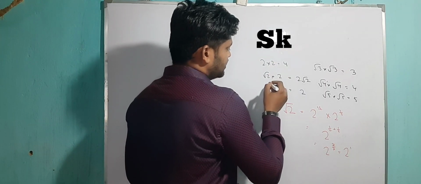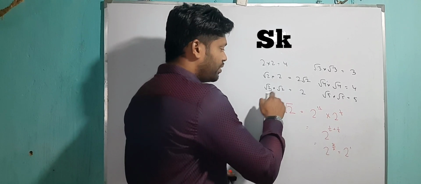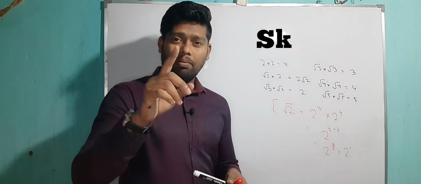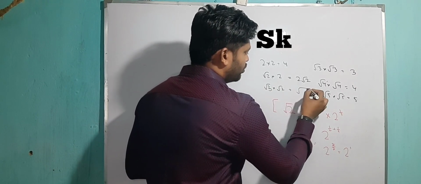Now in case I am having root 3 into root 2 here. Both are in roots, but the numbers are different. In this case, I have to multiply them. Root 6.